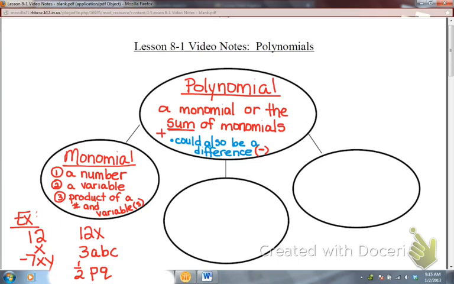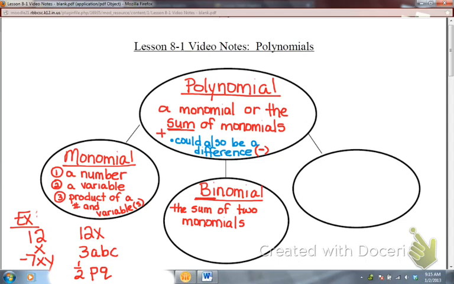Let's move on. There are two other types of polynomials. When we start adding monomials together, notice if you go back to the definition of polynomial, it says a polynomial is a monomial or the sum of monomials, and we said it could also be a difference. So when you start adding or subtracting monomials together, then you are making polynomials, and we have special names for some of those. First, we have binomials, and you might know the prefix bi means two. So if you are adding two monomials together, then we call that a binomial.